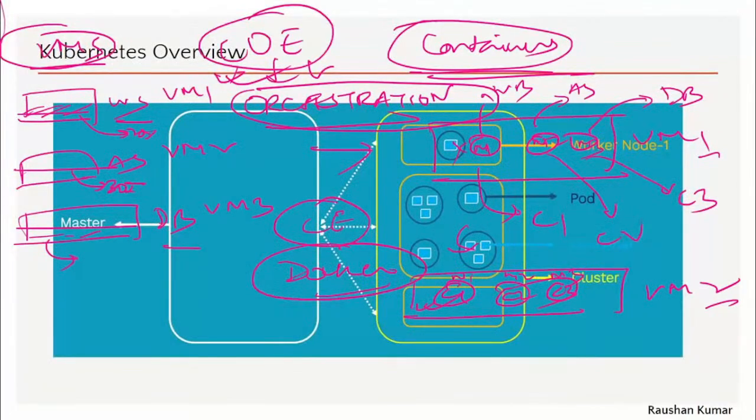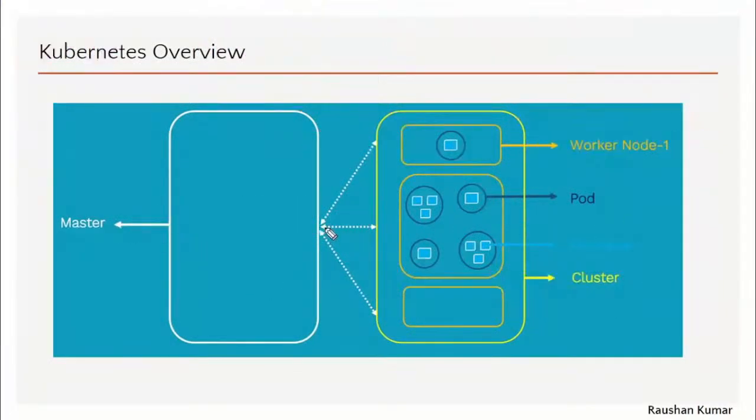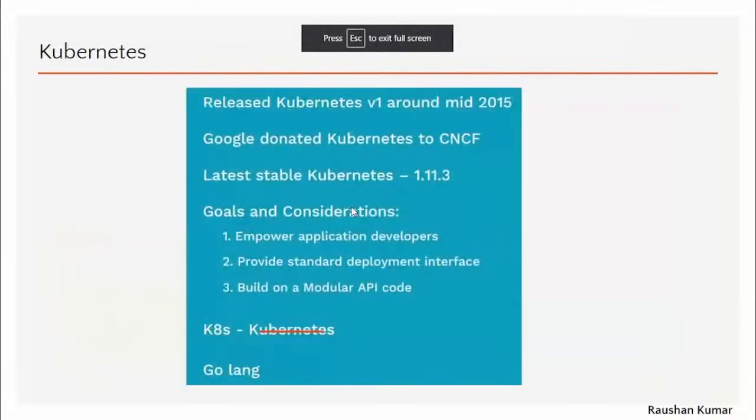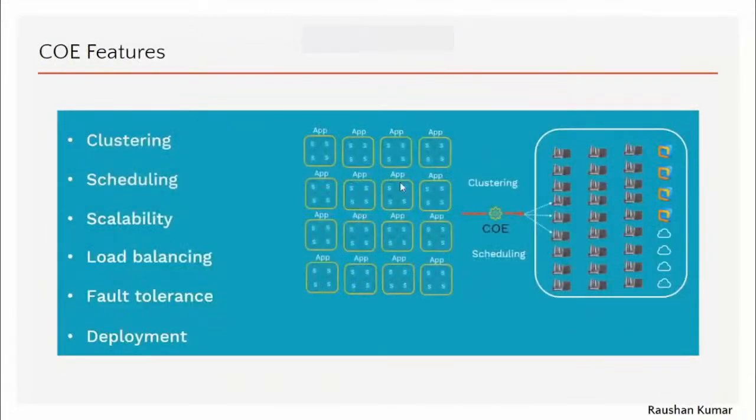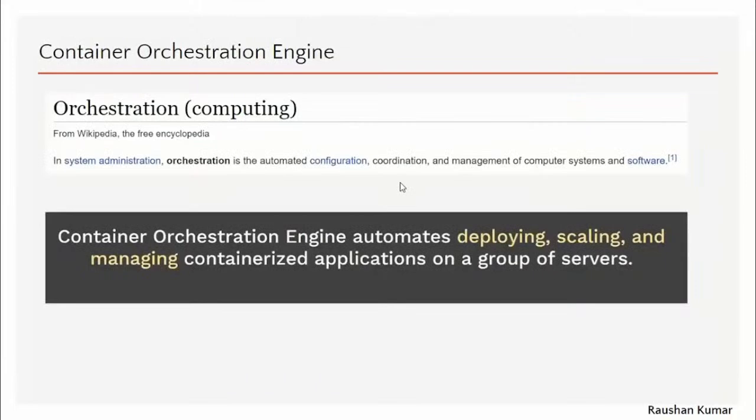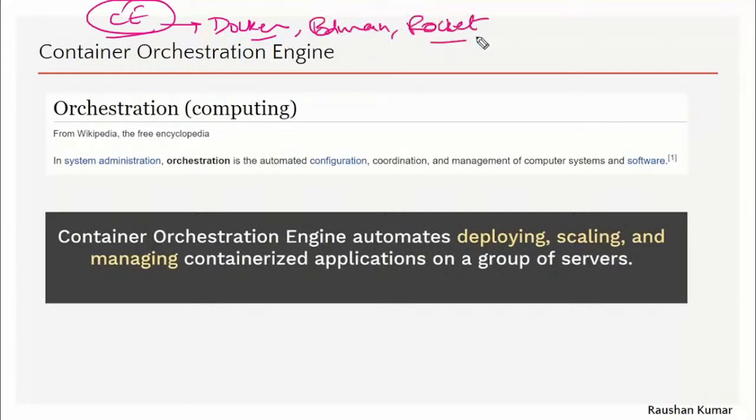Okay, let me take you to one of the slides. See, when it comes to COE, the only difference between a container engine and a container orchestration engine: container engine means Docker. Understand, there are other container engines as well, like Podman and Rocket. We have a lot of container engines, but Docker is the most popular container engine.